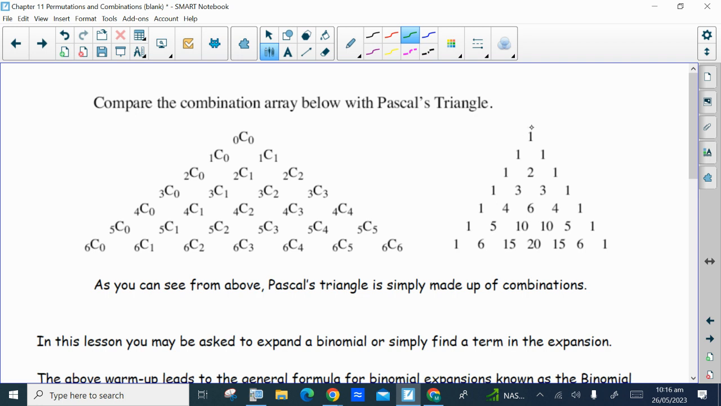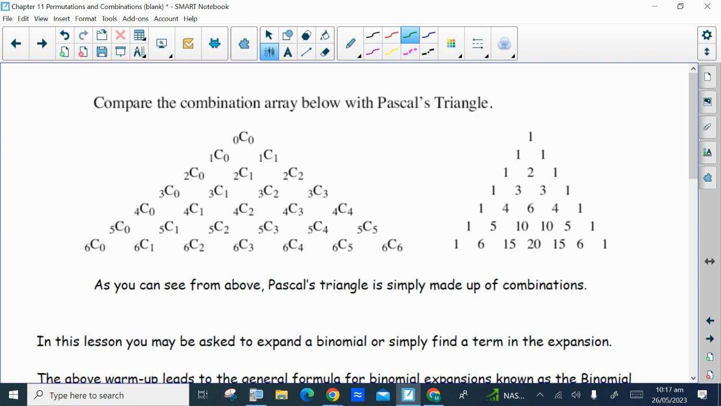0C0 is 1. The next row would be 1C0 and 1C1. That gives you your 1 and your 1, and so on. You can also use combinations to get the numbers of Pascal's triangle. And if you were going to do an entire expansion, you probably would use Pascal's triangle, but we'll see examples where we can also use coefficients.